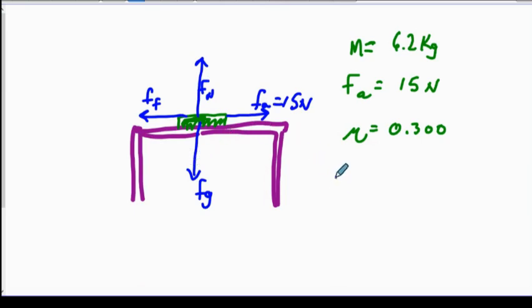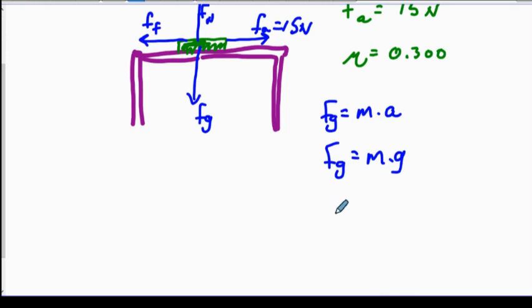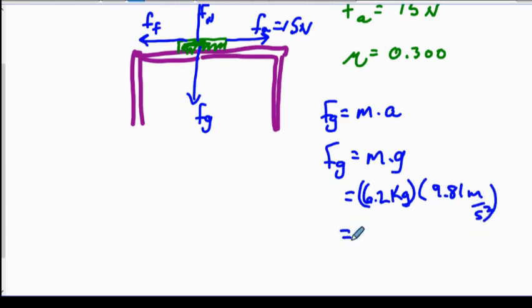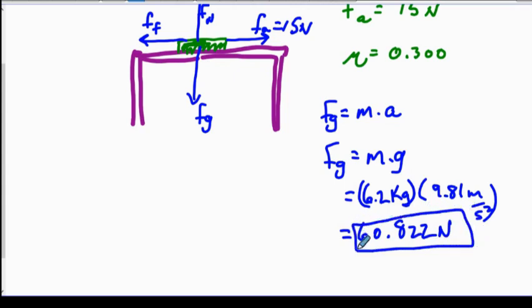Now let's start by calculating our force of gravity. Our force of gravity is mass times acceleration, or more specifically, mass times the acceleration due to gravity. In this example, we have 6.2 kilograms multiplied by 9.81 meters per second squared. That's going to give us a force of gravity of 60.822 newtons, and that is a downward force.